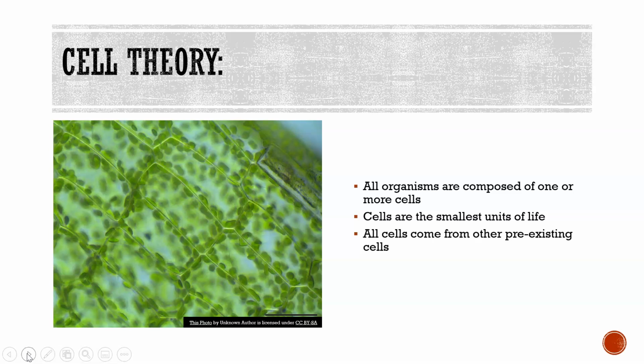Okay, before we start, we need to think back to some of our previous units, and we need to think about this whole concept of the cell theory. So the cell theory stated these 3 points. All organisms are composed of one or more cells. Cells are the smallest units of life, and all cells come from other pre-existing cells. So this is our current theory on cell biology. Now, we need to really understand this to be able to build further on this in this unit.